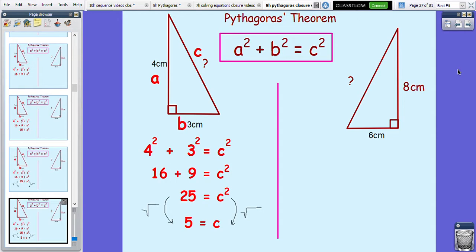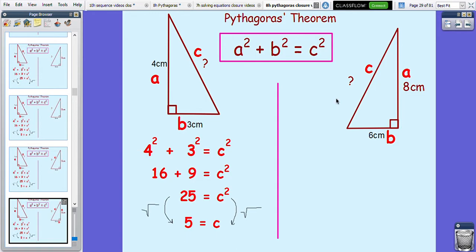Okay, so to start off with, a squared plus b squared equals c squared. I need to label this triangle. Let's start off with c. So c is my longest length, so let's call it this one here. A and b, it doesn't matter which order, so let's just call that one a and that one b.